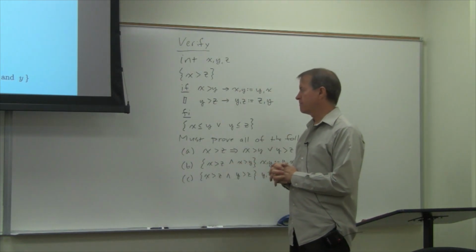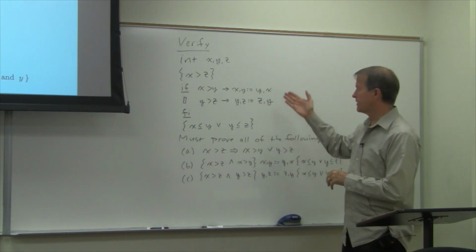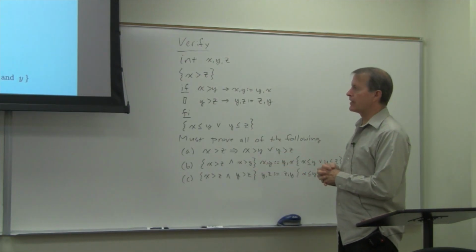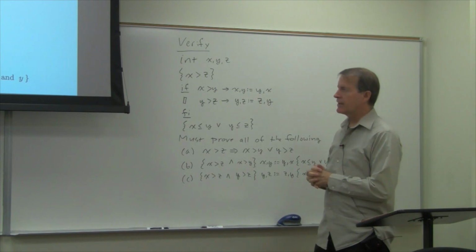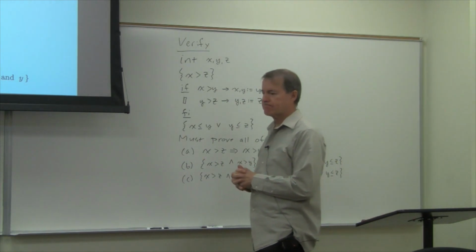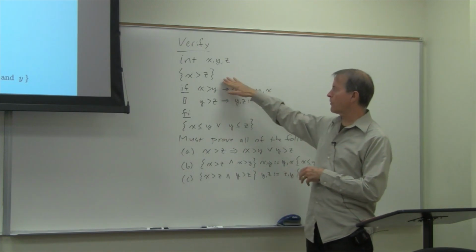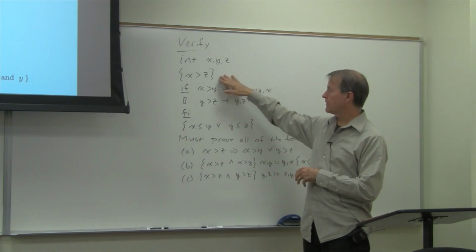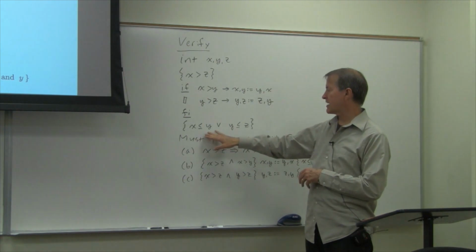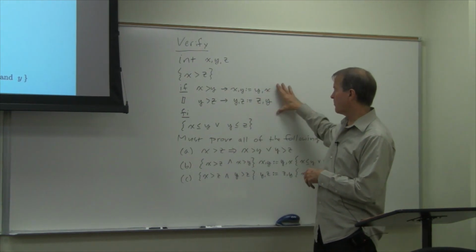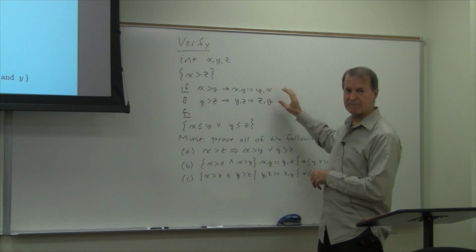Last time we got partway through this problem. Remember, what we're doing is proving the correctness of this program. So the program is we have x, y, and z declared to be integers. The precondition is x is greater than z, and the postcondition is x is less than or equal to y, or y is less than or equal to z. And the program is this if statement, right?